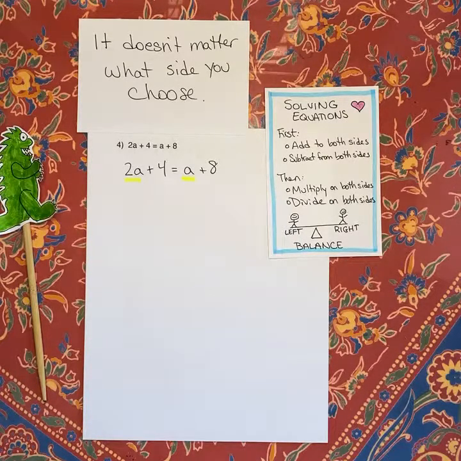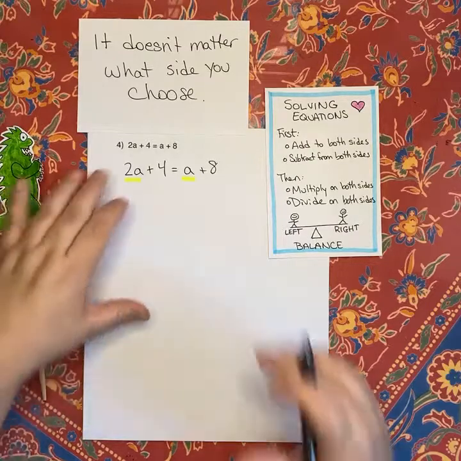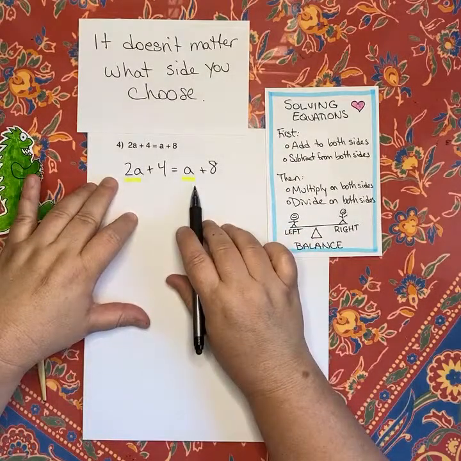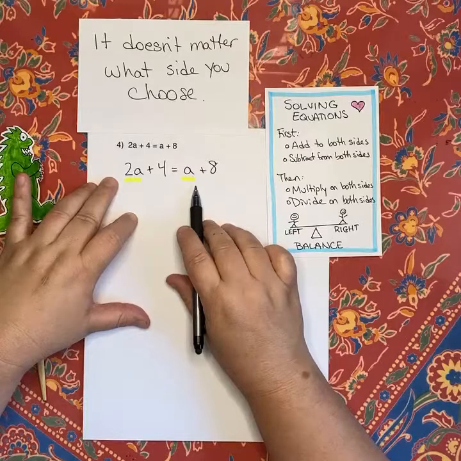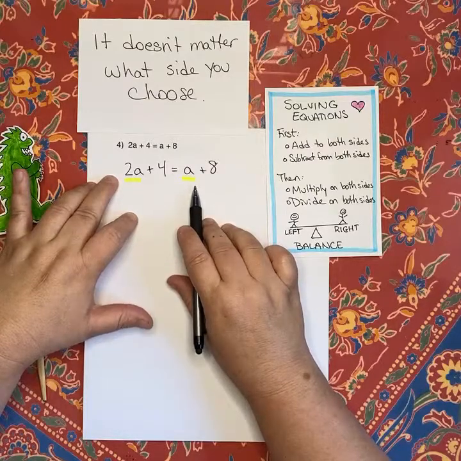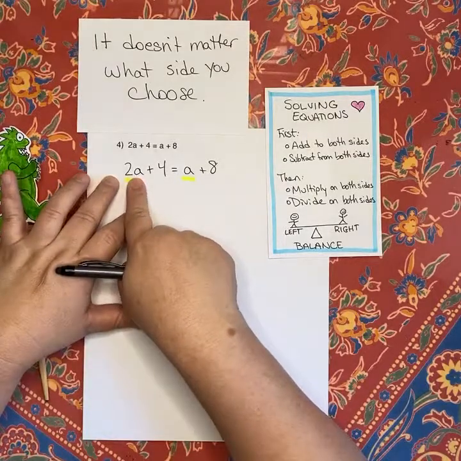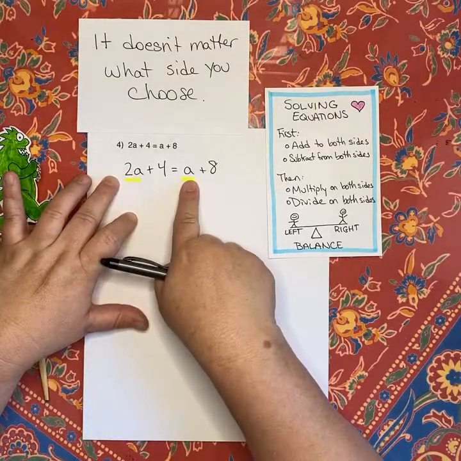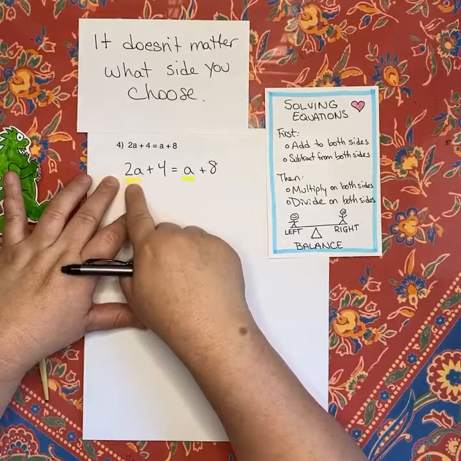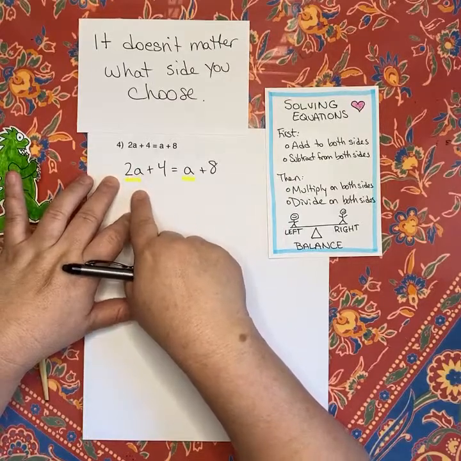Now, personally, I don't like ending up with negative numbers. It just bugs me. It's a personal thing. So when I decide how I'm going to approach an equation, I am always going to look for the side that has more of the variable. What do I mean? There are two A's over here. There's only one A over here. I'm going to go ahead and move all the A's onto the side with more A's.